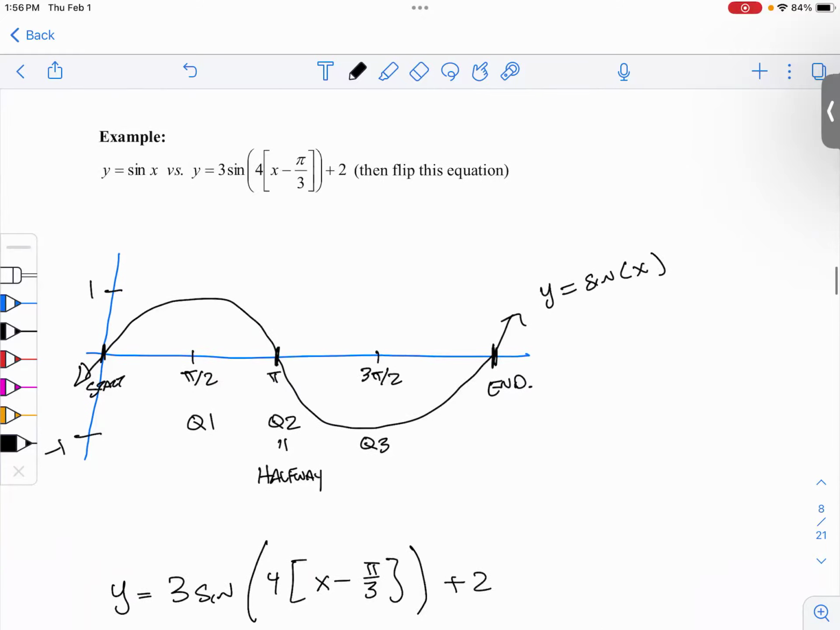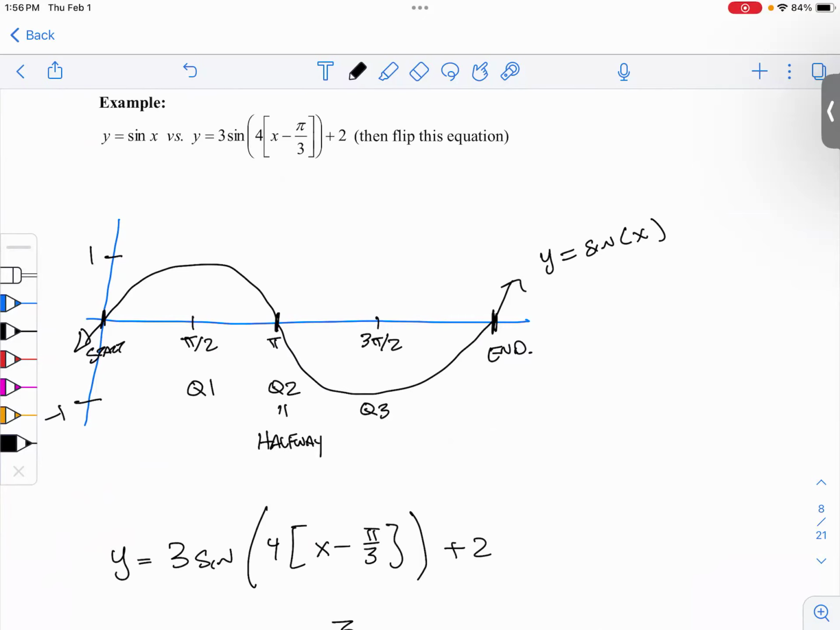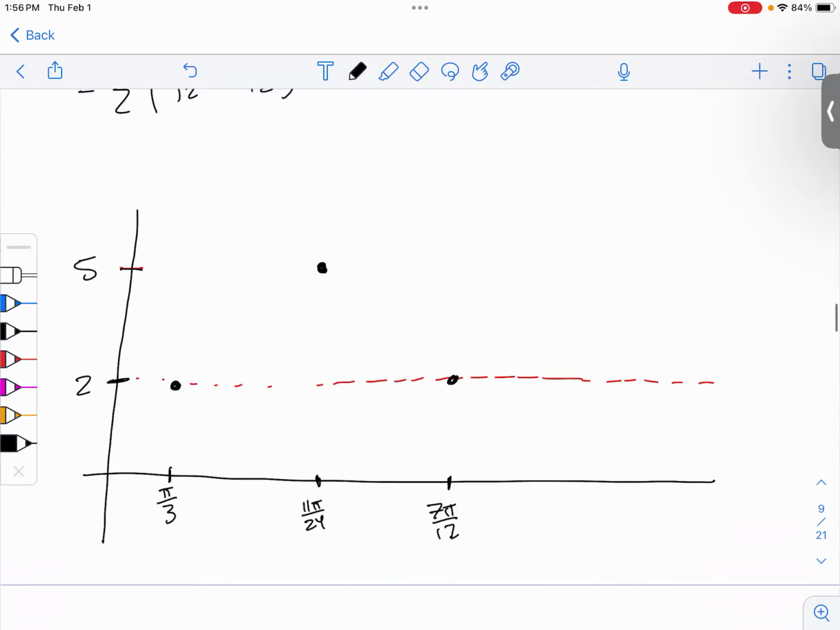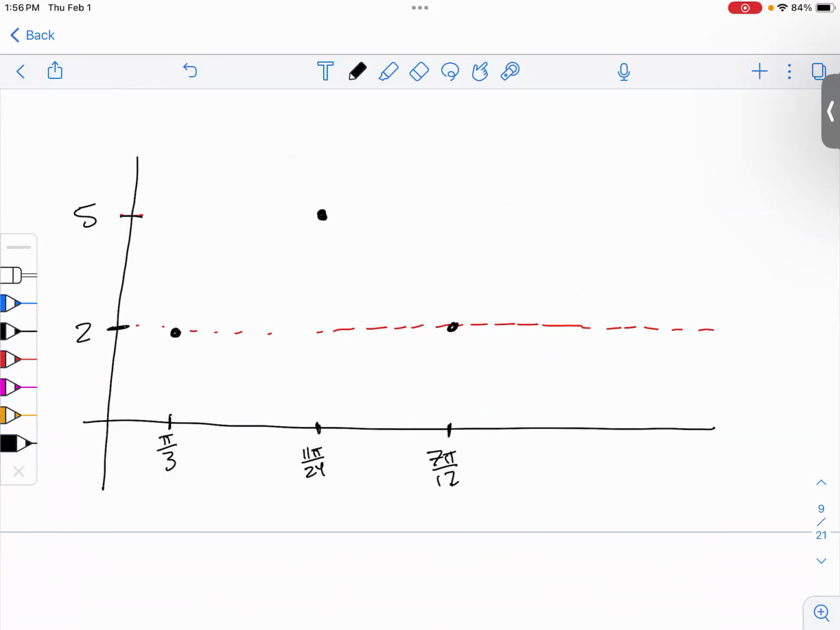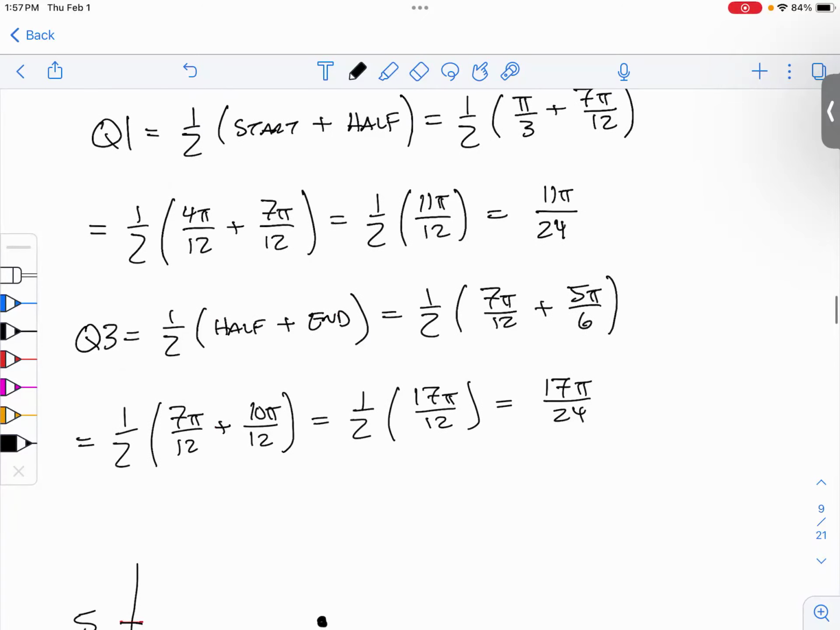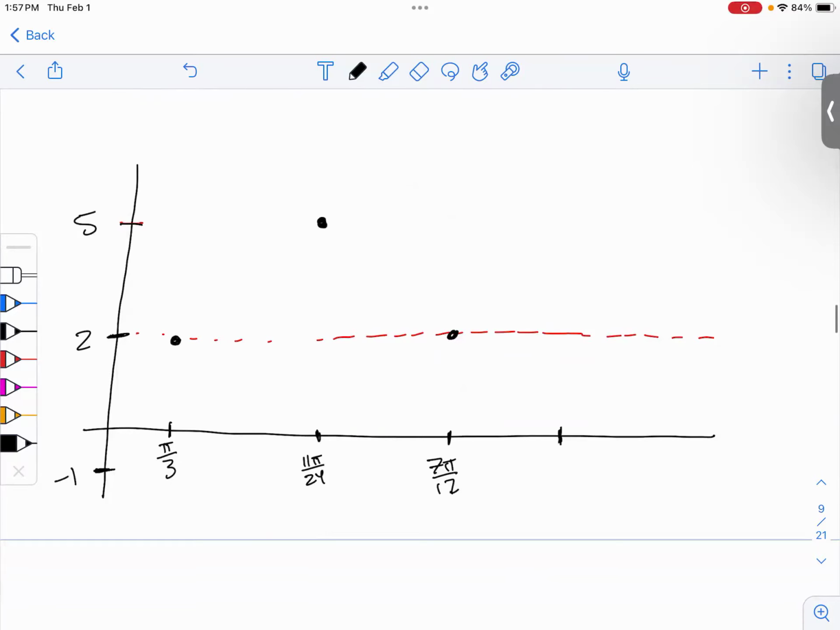Then our third quarter point, it goes down to its minimum. The minimum on the standard sine graph is -1, but because of all our shifting, what is our new minimum now? Charlene? Negative 1. Thank you, Charlene. Yes, absolutely. 3 up, 3 down. And that's why I wanted to draw some of the graph here. And my third quarter point is 17 pi over 24.